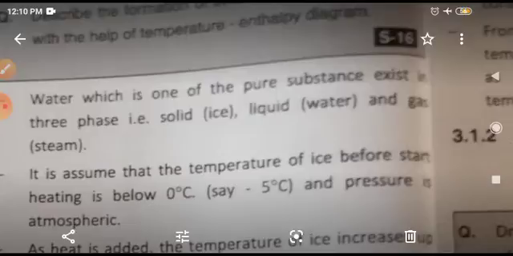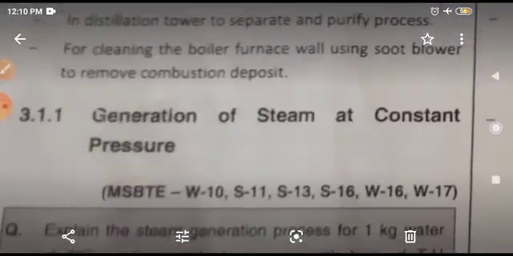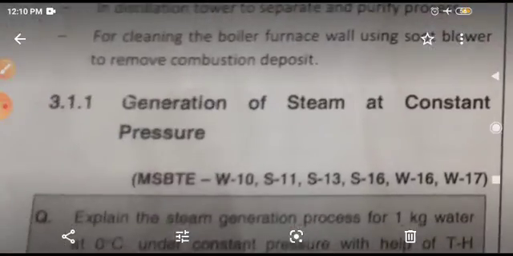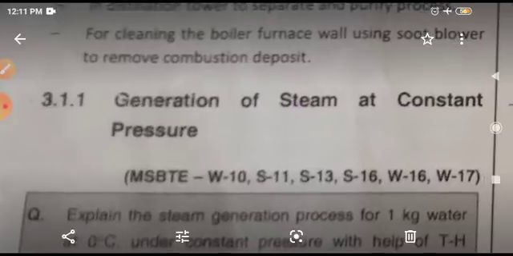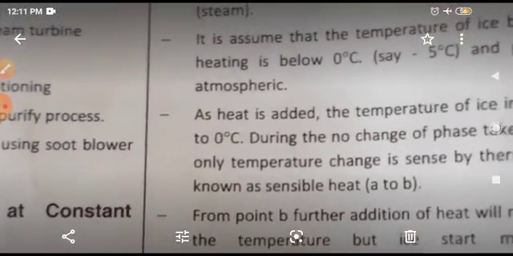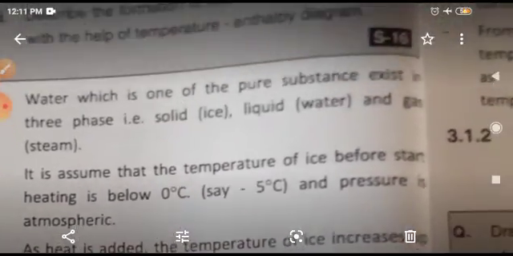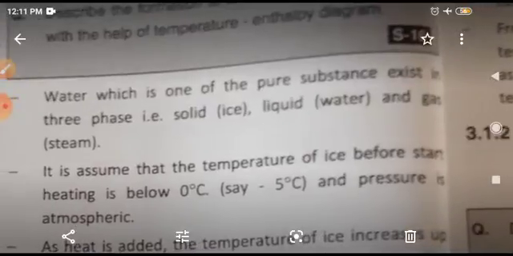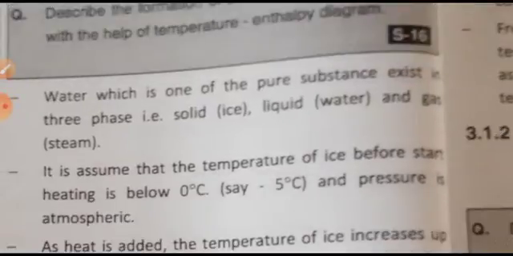Water. What is the generation of steam at constant pressure? Let's see that. You will have to study the device called boiler, in which you will produce the steam at constant pressure.